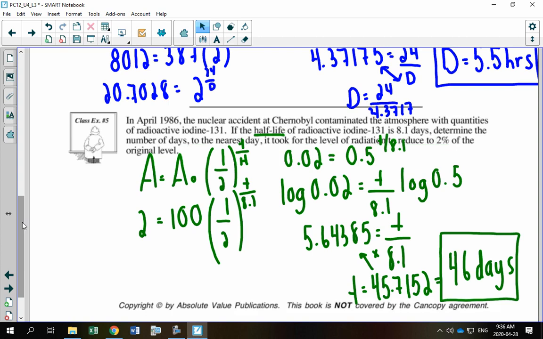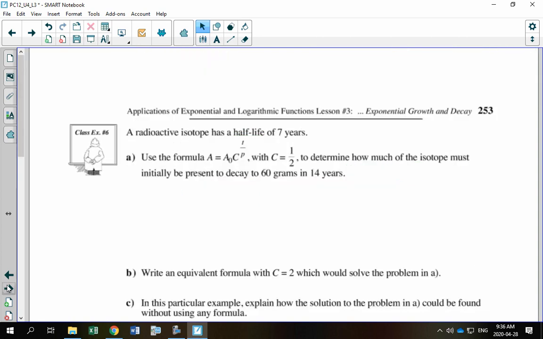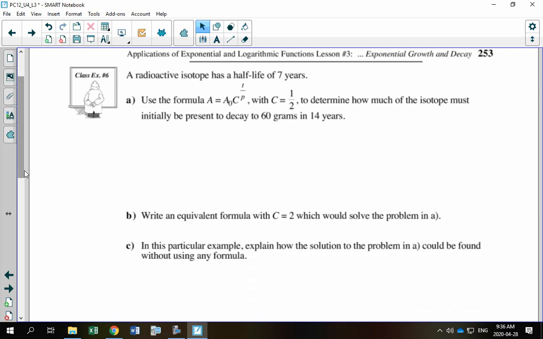Okay, and number 6. A radioactive isotope has a half-life of 7 years. Use the formula A equals A0 times (1/2) to the power of T over P, with our base being 1 over 2 because they said it's a half-life, to determine how much of the isotope must be initially present to decay to 60 grams in 14 years.